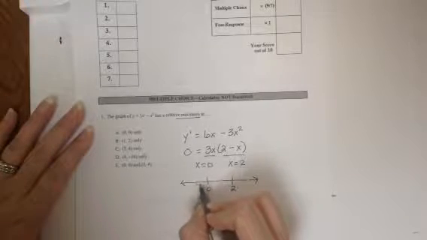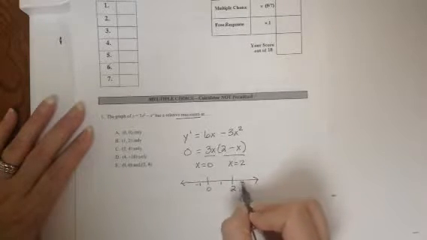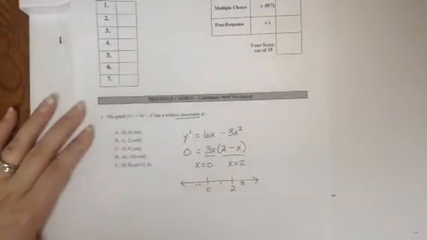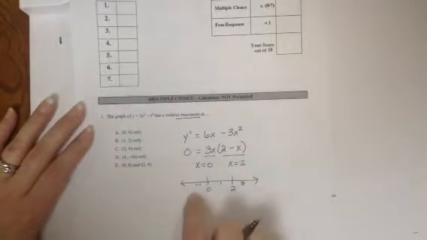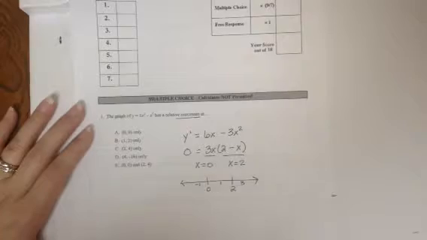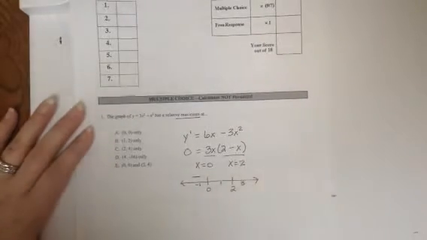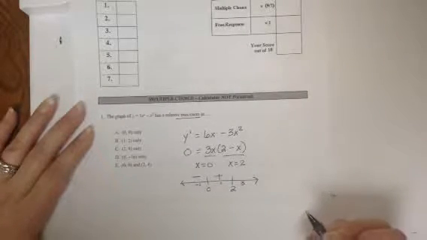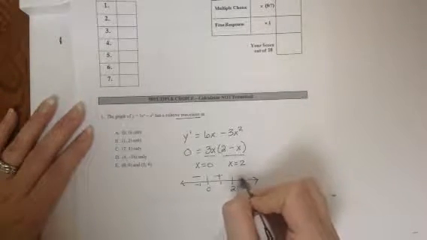I'm going to choose test points, and I'm going to plug those test points into the first derivative to see if the answer would be positive or negative. Plugging in -1, I will get a negative. Plugging in a +1, I will get a positive. And then plugging in a 3, I will get a negative.